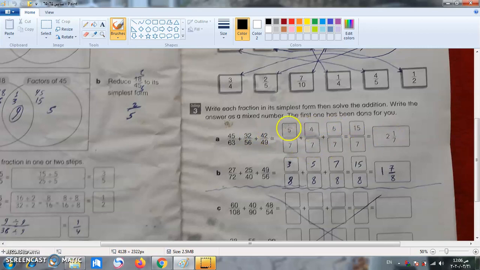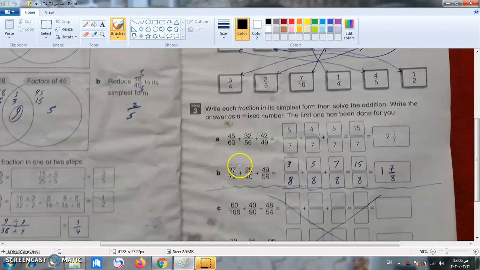When we add, we will find 5 plus 4 is 9, plus 6 equals 15 over 7. When we divide 15 over 7, we will have a mixed number, 2 and 1 over 7. When we multiply again, 7 times 2 equals 14, plus 1, 15 over 7. The last question, we will do the same.